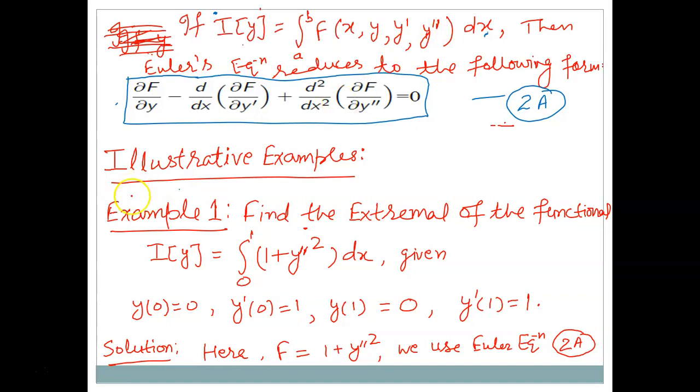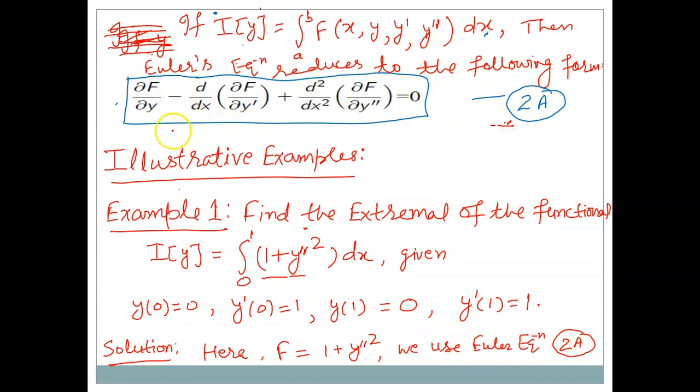Now the concept will be clearer with the help of an illustrative example. Example 1: find the extremal of the functional I(y) equal to the integral from 0 to 1 of (1 + y''²) dx, with boundary conditions y(0) equal to 0, y'(0) equal to 1, y(1) equal to 0, and y'(1) equal to 1. If we solve it, here capital F is 1 plus y'' squared. We use the Euler equation given in equation 2a.